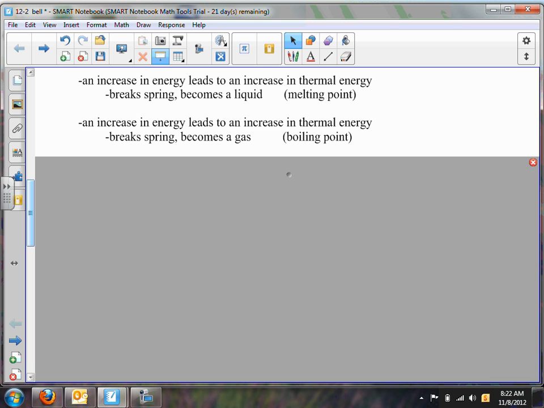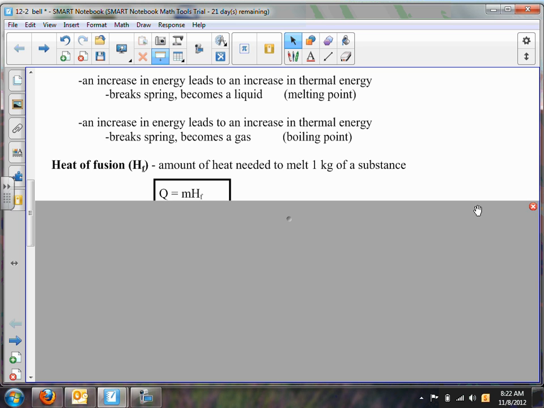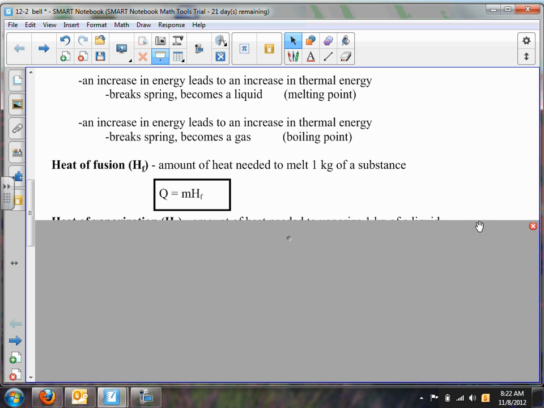Our first objective talked about heat of fusion. Heat of fusion is defined as the amount of heat it takes to melt exactly 1 kilogram of a substance.